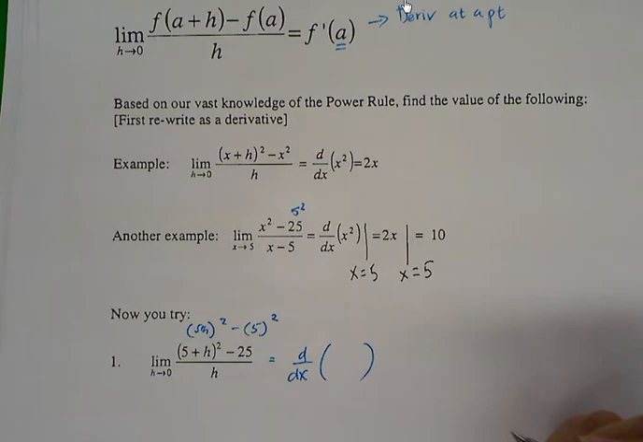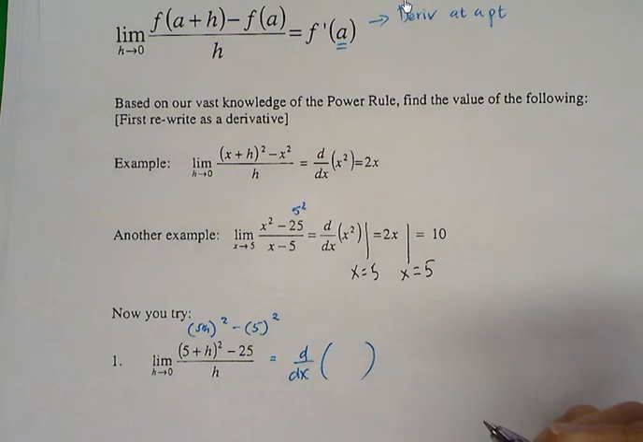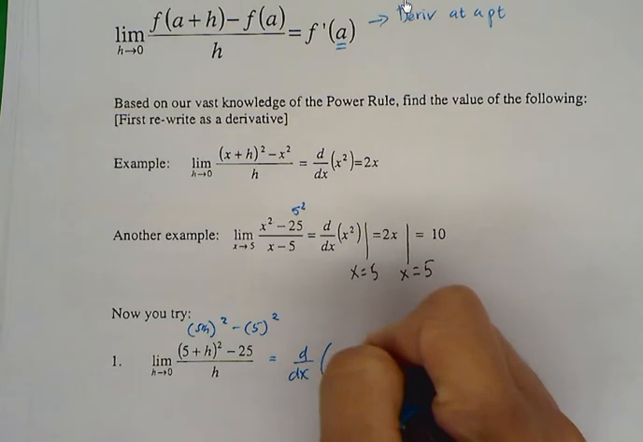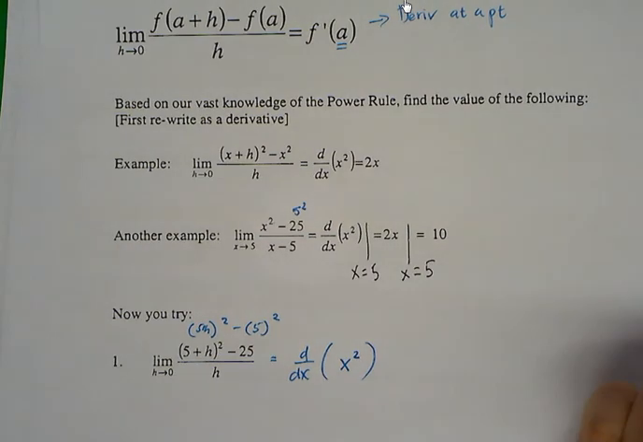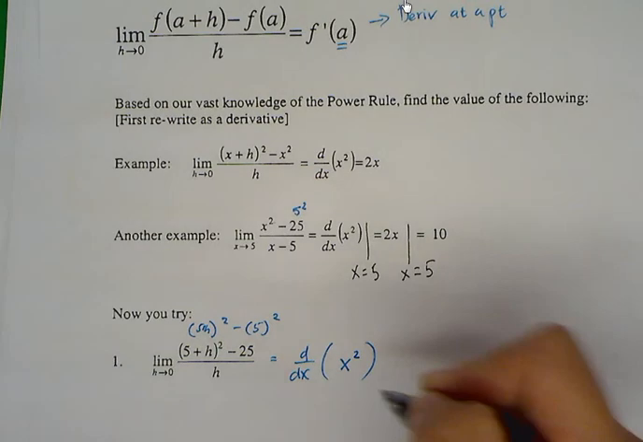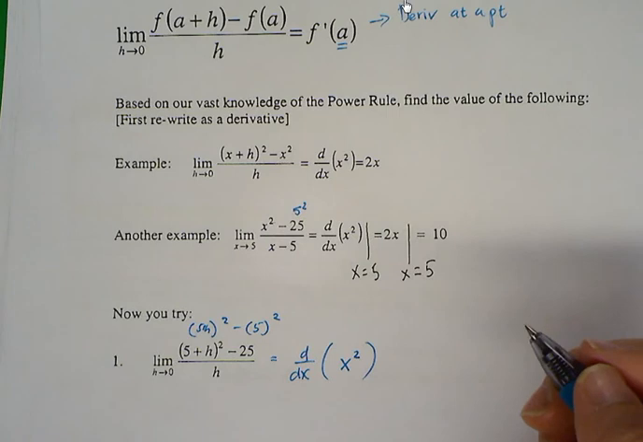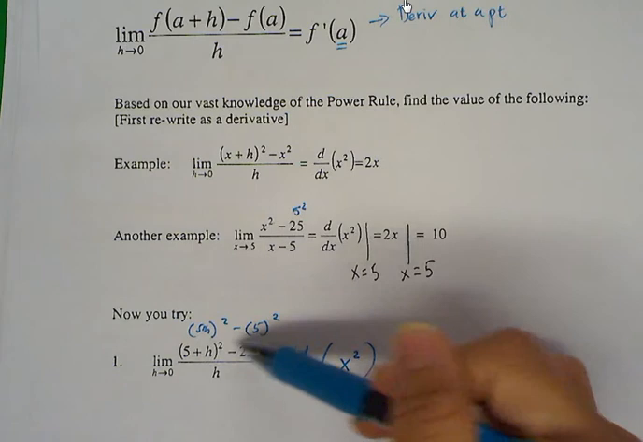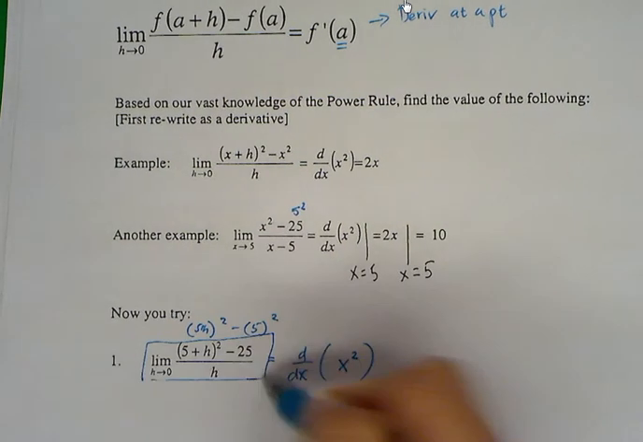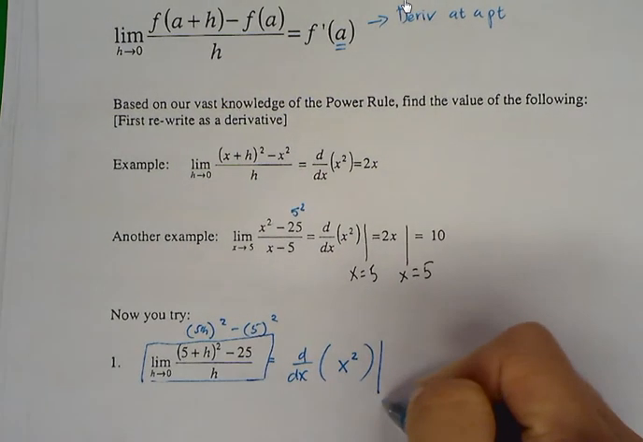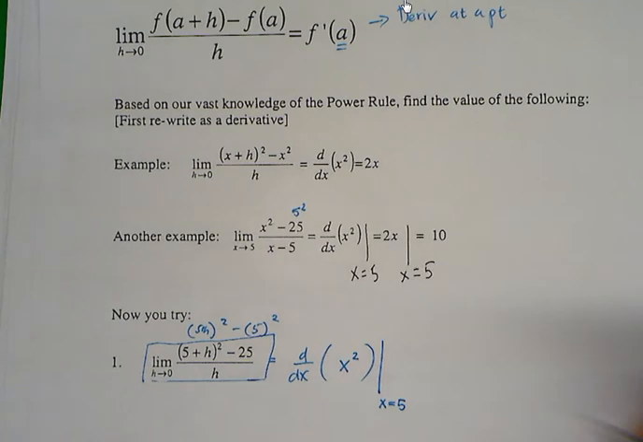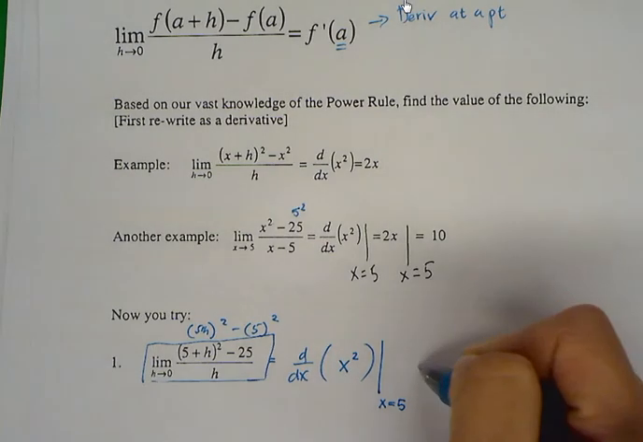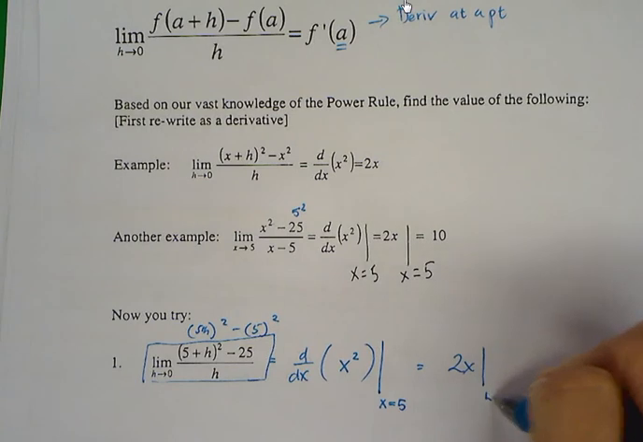are you going to put 5 squared? But if you put 5 squared, the derivative of 5 squared is 0. So you're going to say this is x squared. Do you see how that's important? No, we're not doing the derivative of this. This limit is telling us to find the derivative of this at x equals 5. So then it's going to be 10 again? Yeah.